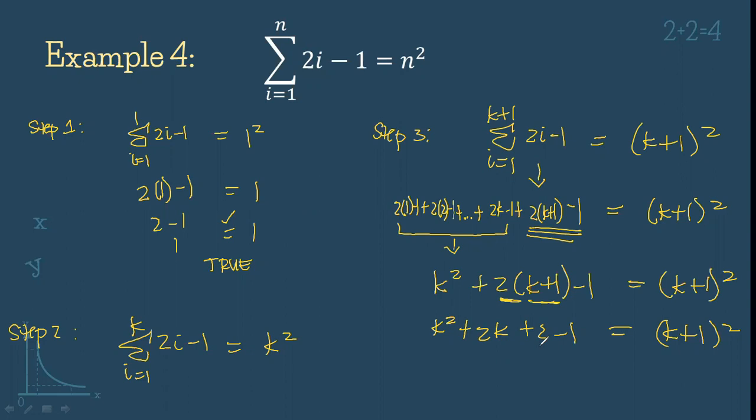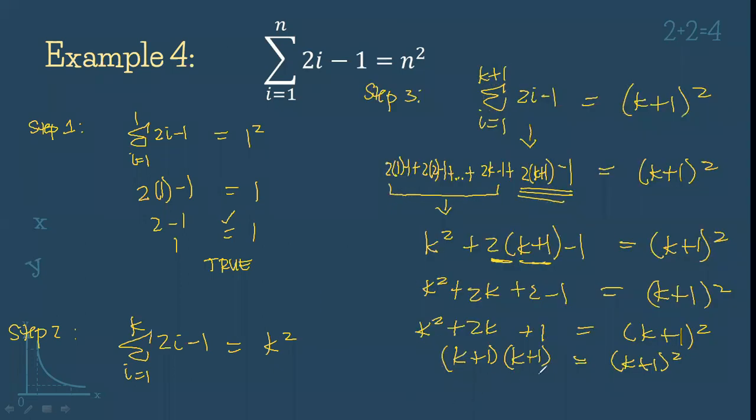Ngayon po, combine like terms. So we have 2 minus 1, that is 1, plus 2k plus k squared is equal to k plus 1 squared. So alam po natin na ito, kapag pinag-factor out po natin, so that will give us k plus 1 times k plus 1, which is also equal to k plus 1 squared. So ito pong part na to is just equal to k plus 1 squared is equal to k plus 1 squared. So, ibig sabihin po, the step number 3 is complete.